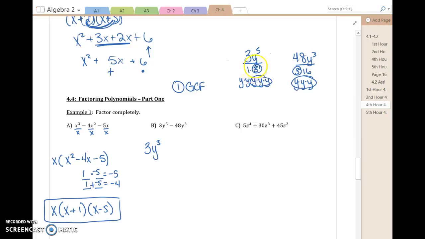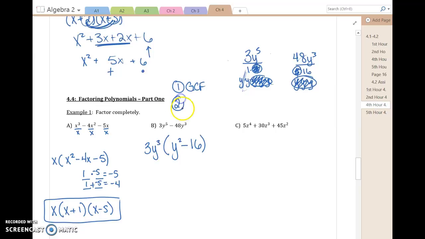And then look what happens when you take those out of here. You're left with y squared and 16. So 3y to the fifth divided by 3y to the third is y squared. And negative 48 divided by 3 is negative 16. We're pulling all of those y's out. Is that problem done? We still have y squared inside the parentheses, so we are probably not done.